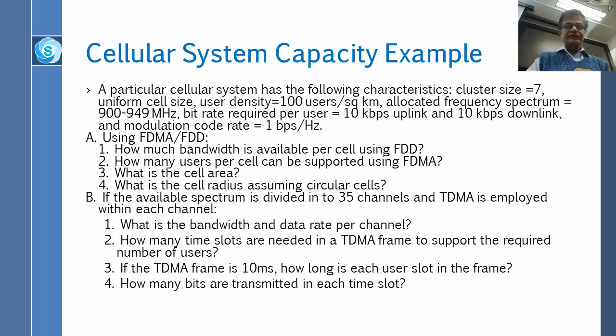The other question is, if the available spectrum is divided into 35 channels and TDMA is applied within each channel. So instead of whatever we talked about, let's say 35 channels, what is the bandwidth and data rate per channel? This is all a division in some sense, but we just want to go through that.